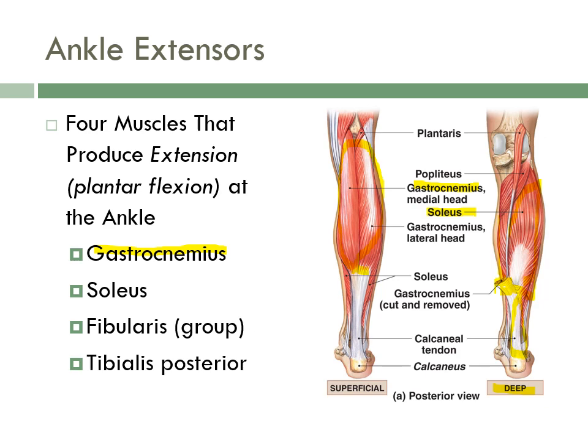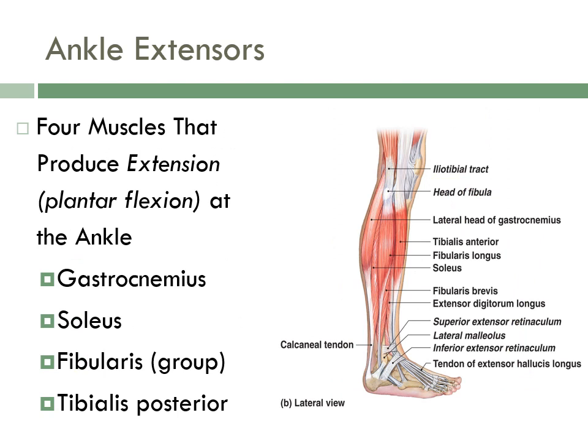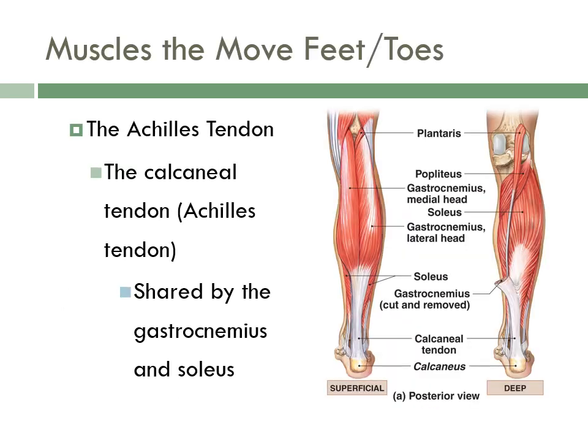So let's see if we can see that on the next slide. Tibialis anterior. All right, no, we can't see those on here either. So our muscles that produce plantar flexion, all right, so we already looked at these. Fibularis longus. All right, but you can see that they're on that posterior side, making up the bulk of your calf muscle. Here's our Achilles tendon, or our calcaneal tendon, shared by the gastrocnemius and the soleus. We already discussed that.